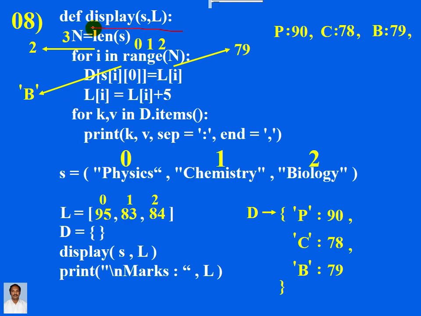Now this function is completely executed. After executing a function, control returns to the point from where it was called. Now these local variables do not exist. Remember, this S is actually of the main function and this L is actually of the main function. Now here \n means new line. So in a new line this message appears. So in the new line you get marks colon followed by list L and this is the list L. So that will be printed here. So when you run this program, this is the final output.